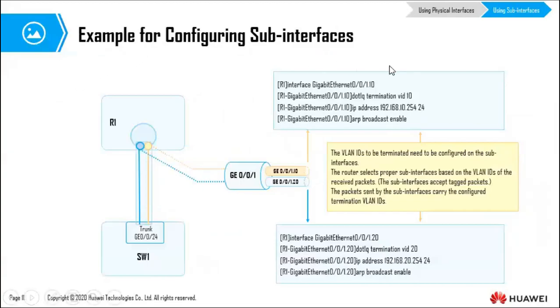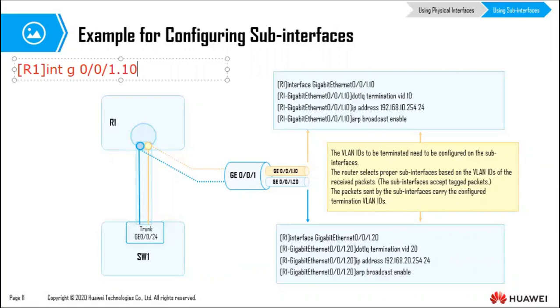So how do we configure sub-interfaces? You create a sub-interface by simply typing. So for example, we are on R1. So R1 on system view, int G0/0/1. Then after that, a dot, then the sub-interface number.